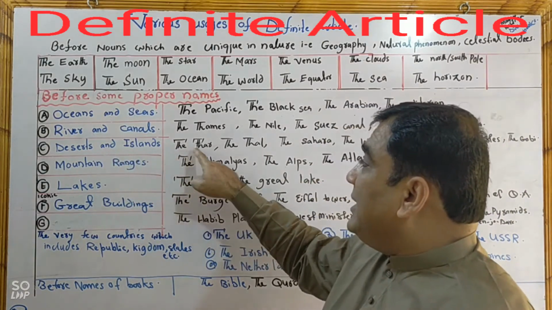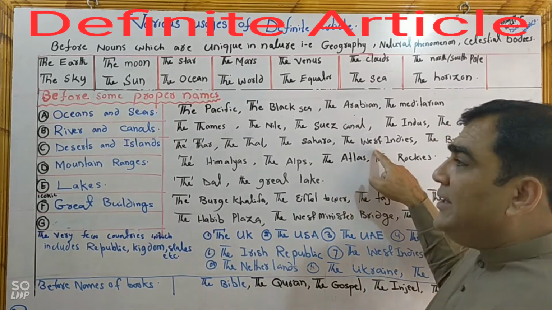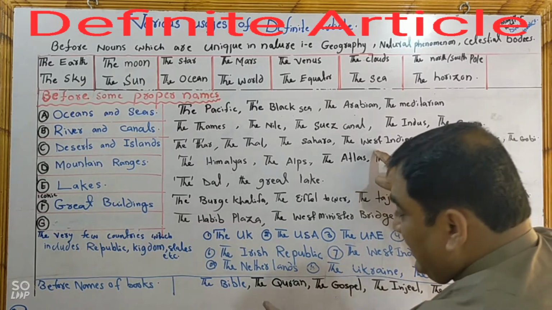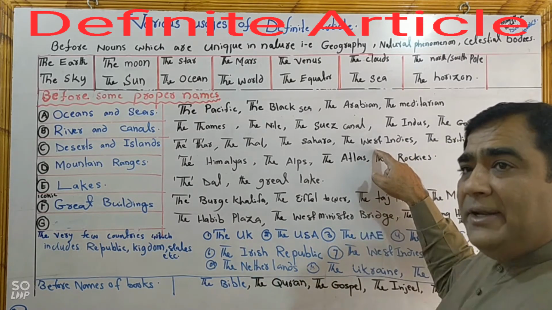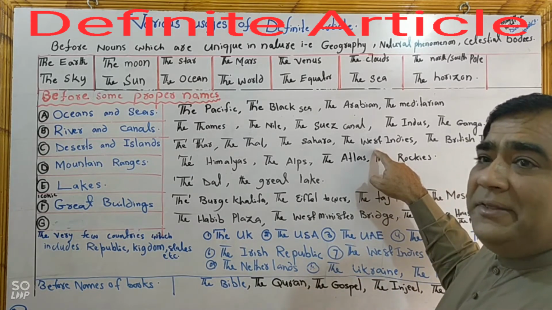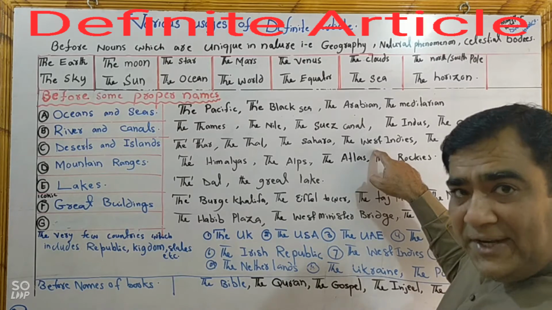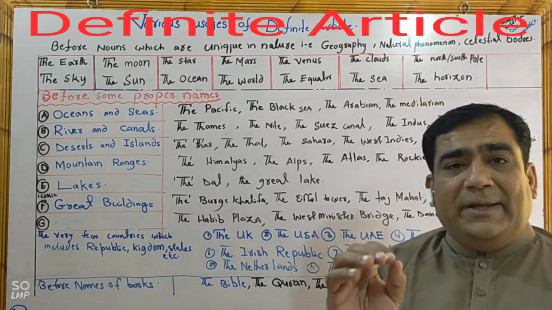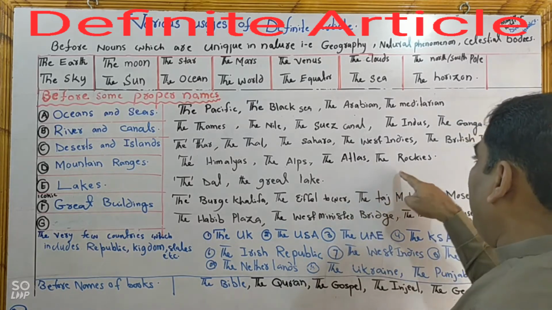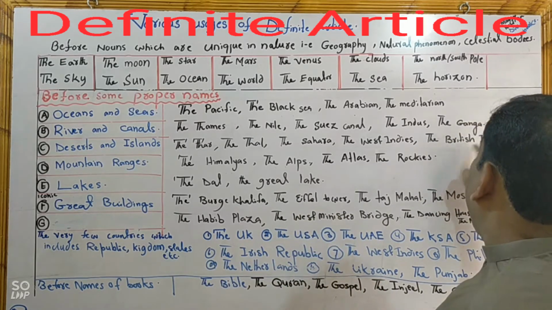Deserts and islands: the Thar, the Thal, the Sahara, the West Indies. West Indies in the sense that it has many islands. Some countries are written here, in many books. Some countries show their peculiarity. Some countries have states. But here, West Indies in the sense that West Indies comprises many islands. That's why we put "the" because of peculiarity. The British Isles, written in our English language lesson. The British Isles, the Gobi.